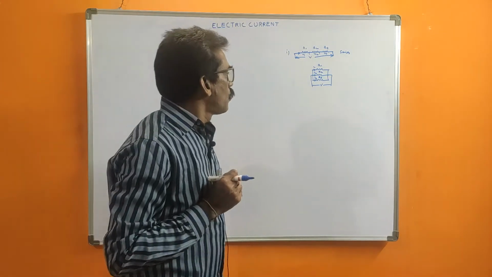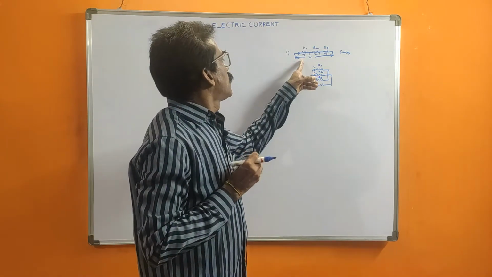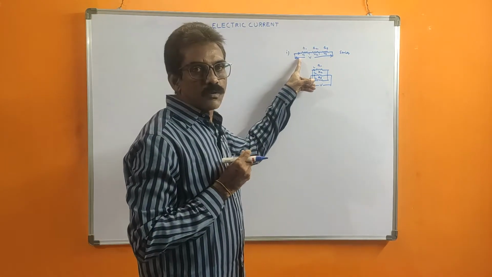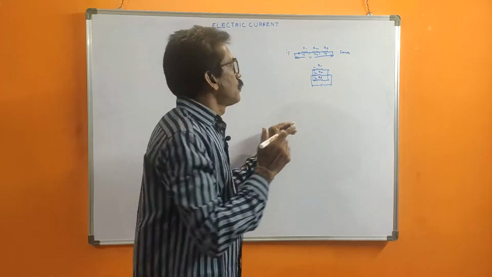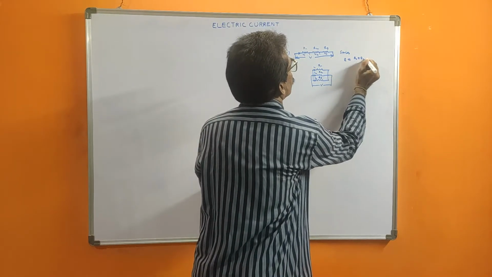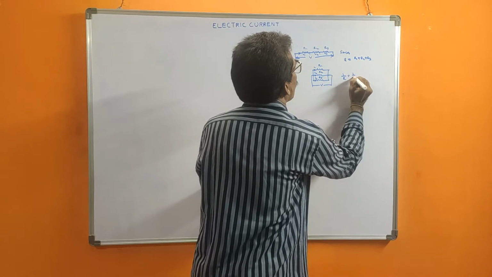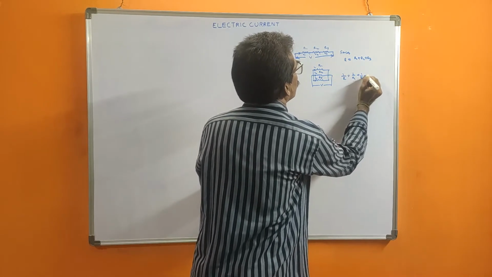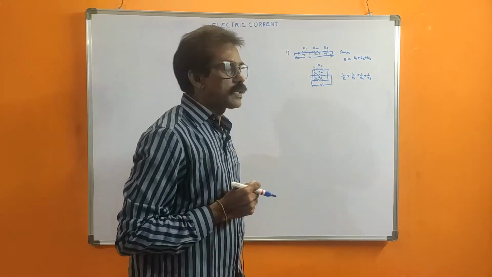Okay. Now, in series connection, the effective resistance, I told, R is equal to R1 plus R2 plus R3. In parallel, 1 by R is equal to 1 by R1 plus 1 by R2 plus 1 by R3, like that. Effective resistance or total resistance.